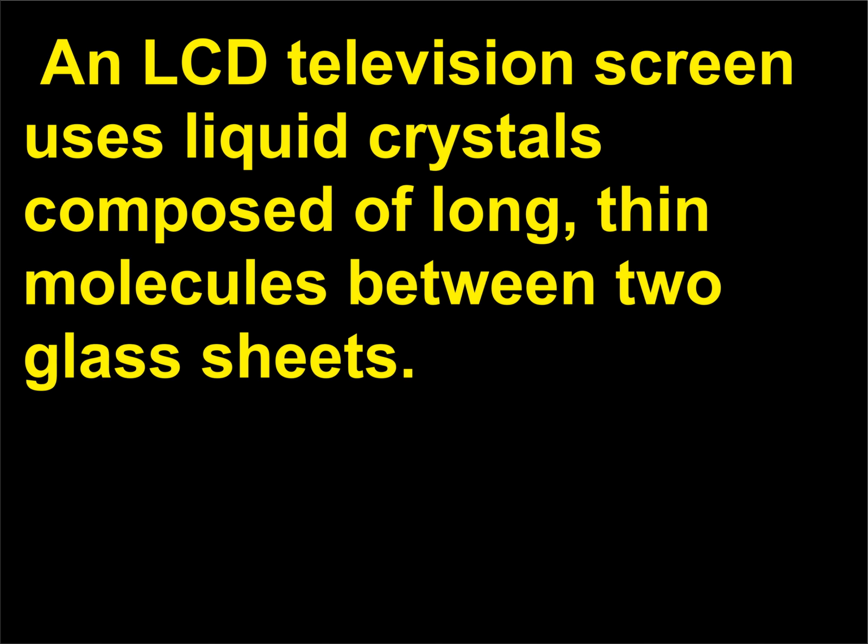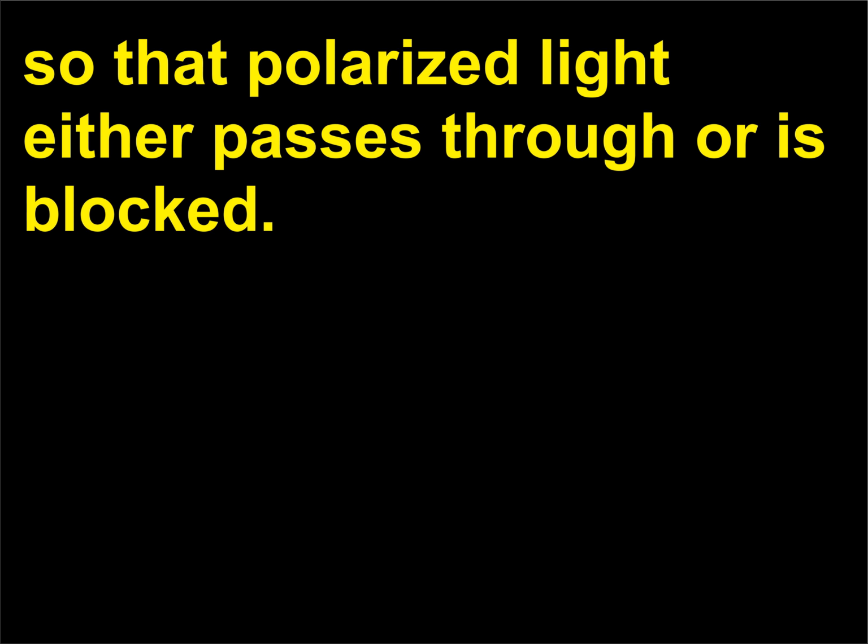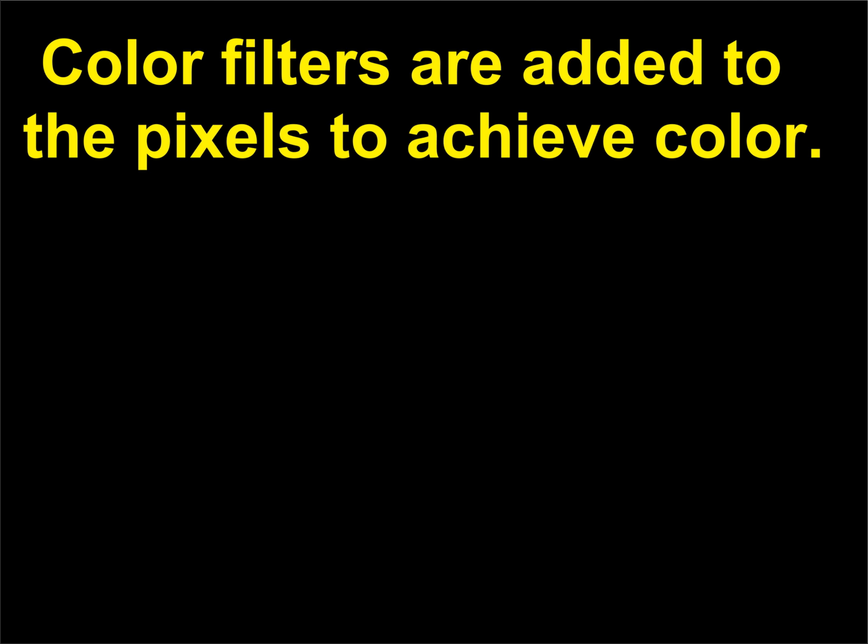An LCD television screen uses liquid crystals composed of long, thin molecules between two glass sheets. An electrical field rotates the molecules in the pixels, so that polarized light either passes through or is blocked. Color filters are added to the pixels to achieve color.